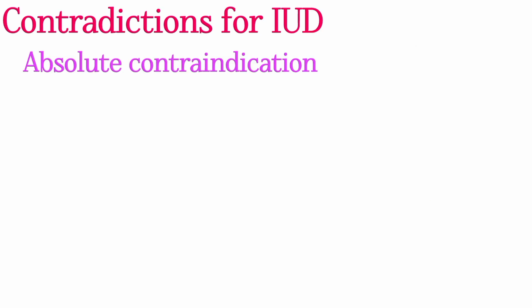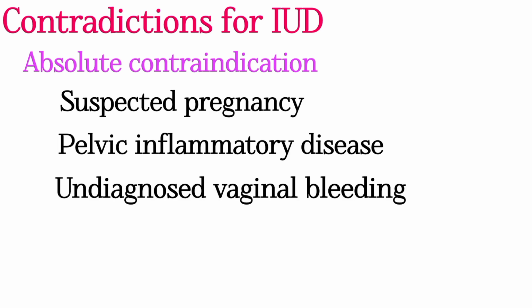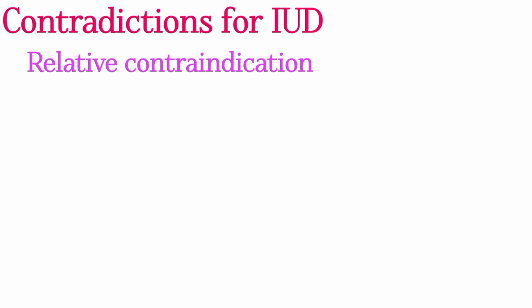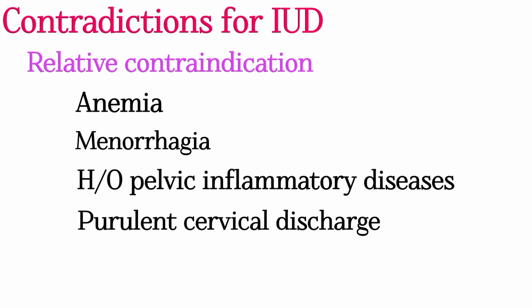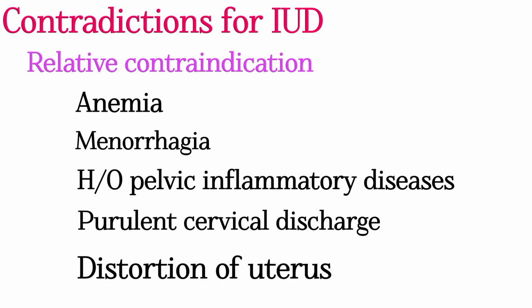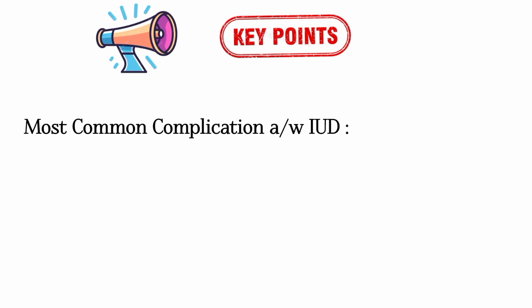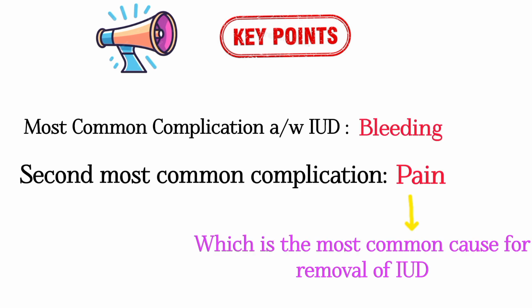Contraindications to insertion of intrauterine devices. Absolute contraindications are suspected pregnancy, pelvic inflammatory diseases, vaginal bleeding of undiagnosed cause, cancer of genital organs, and previous ectopic pregnancy. Relative contraindications are anemia, menorrhagia, history of pelvic inflammatory diseases, purulent cervical discharge, and distortion of uterine cavity due to congenital anomaly. The most common complication associated with intrauterine device is bleeding. The second most common complication is pain, and it is the most common reason for removal of the intrauterine device before completing its shelf life.